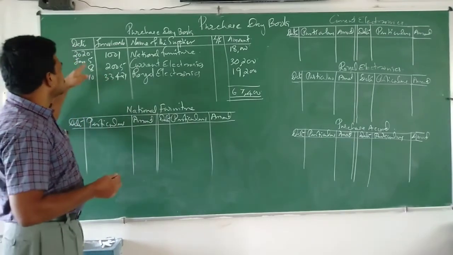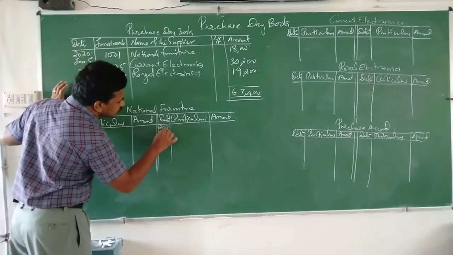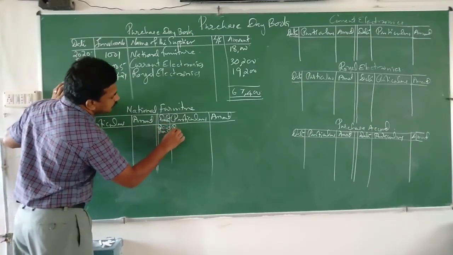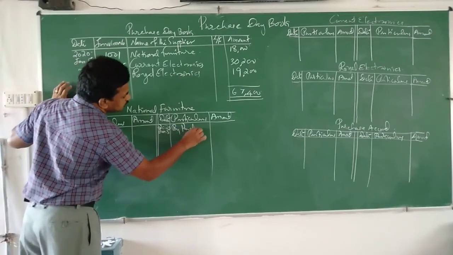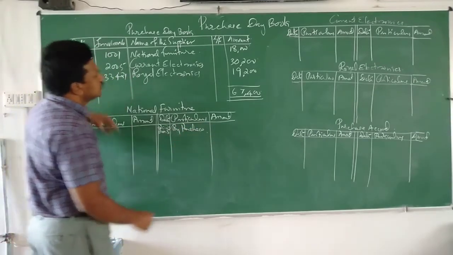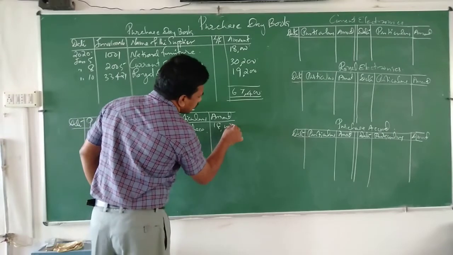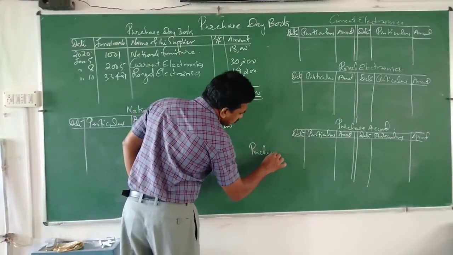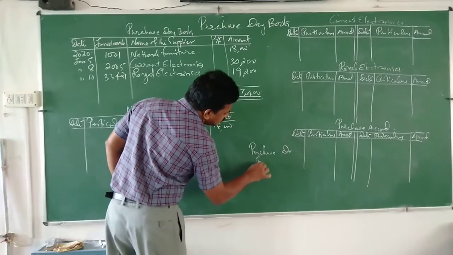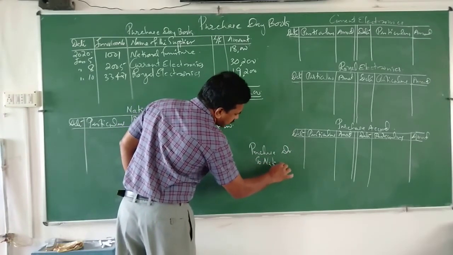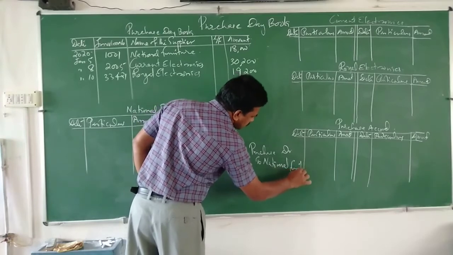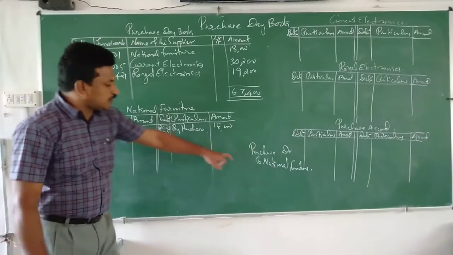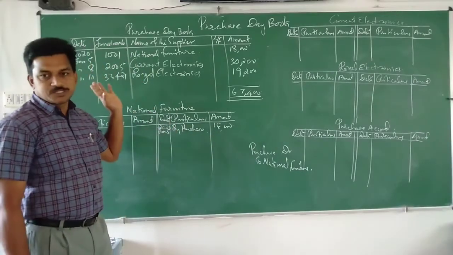Yes, by purchase. When? 2020 January 5, by purchase. How much? 18,000. That means the journal entry is purchase debit to national furniture. So in national furniture account, we will write by purchase.